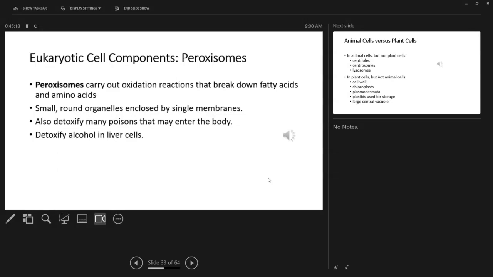Peroxisomes, so just think of these as similar to the lysosomes, like garbage disposals. Again, they're for breaking down molecules that are not needed or even toxic molecules in the cell. And they're called peroxisomes because they produce hydrogen peroxide as they are breaking down.